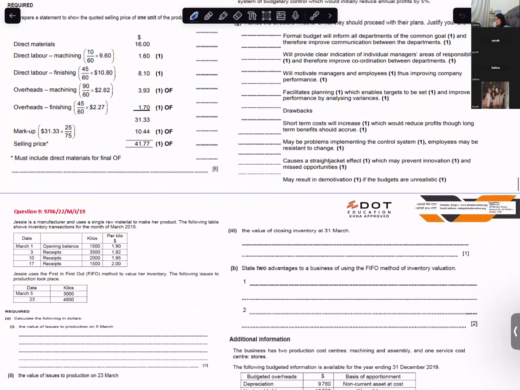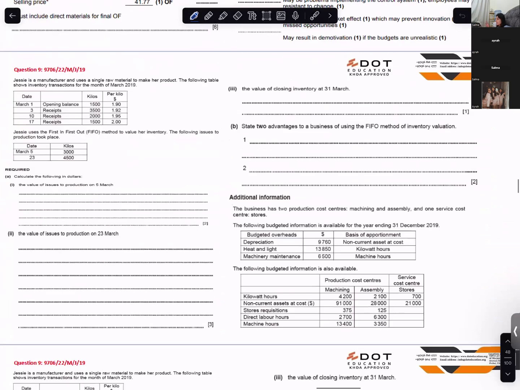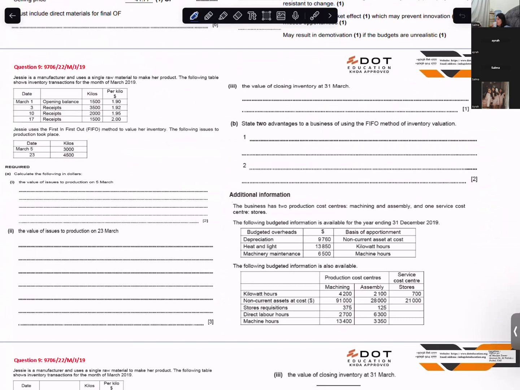If you are valuing your inventory as per FIFO, your closing inventory will be out of the last inventory that is there. No? FIFO, not LIFO. Okay, FIFO will be the first that came in, the one that came in first. And for the LIFO method, the inventory that came in last. Okay, fine.